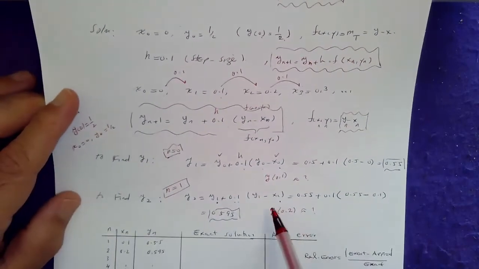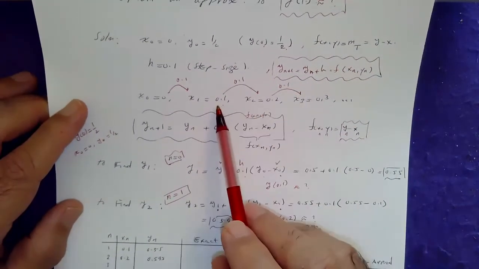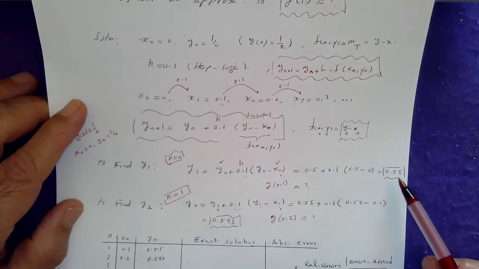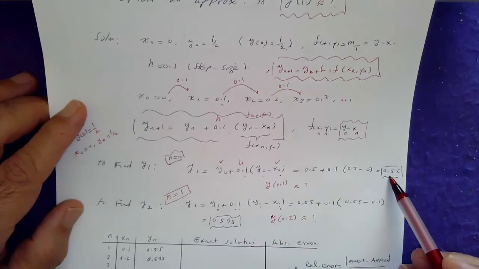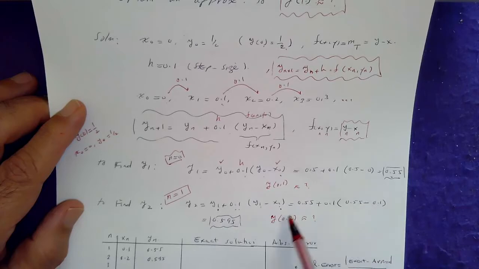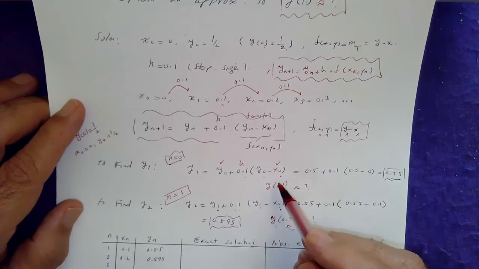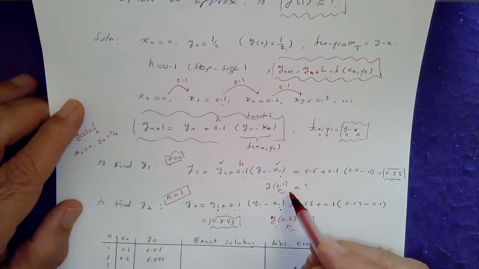So this time x1 is equal to 0.1. So that goes right here. Y1, we got it from here, 0.55. And when you work this out, you get 0.595. Remember, this is an approximation of the solution evaluated at 0.2. This would be an approximation for the solution evaluated at 0.1.